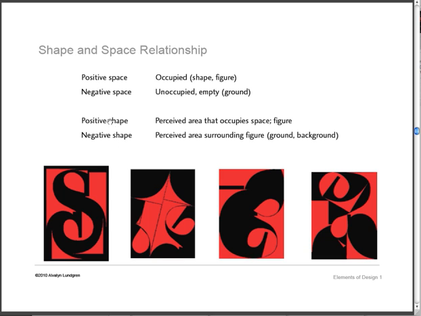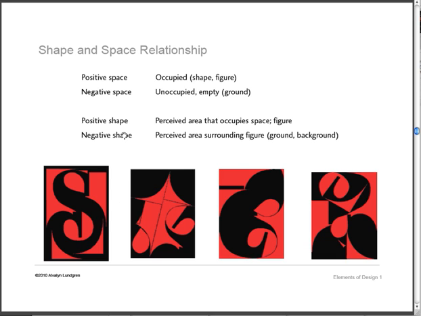Positive space and positive shape are pretty much interchangeable understandings. Positive space is understood because it has a shape and it's different than the ground. So if we look at this overall rectangle, it is a positive shape on top of a white ground. And each one of these rectangles is a positive shape occupying positive space on negative white space.